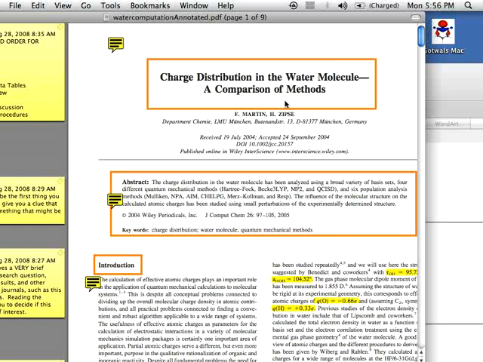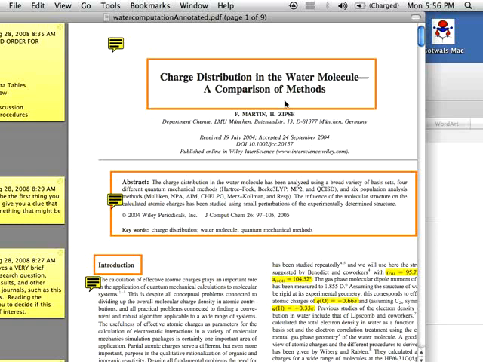Okay, so the article that you're being asked to read for this week's session comes from the Journal of Computational Chemistry, and that's the premier journal in our particular field. This first article that I'm asking you to read is called Charge Distribution in the Water Molecule, a Comparison of Methods, and it's by Martin and Zipse, and they're out of the Department of Chemistry at LMU in Munich, Germany.